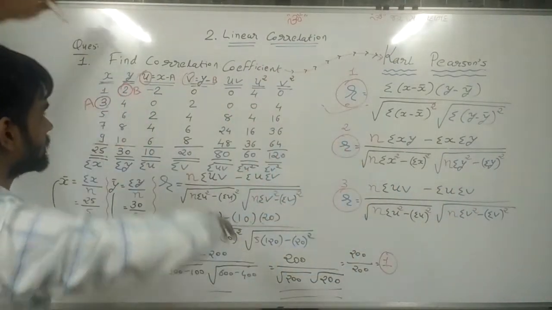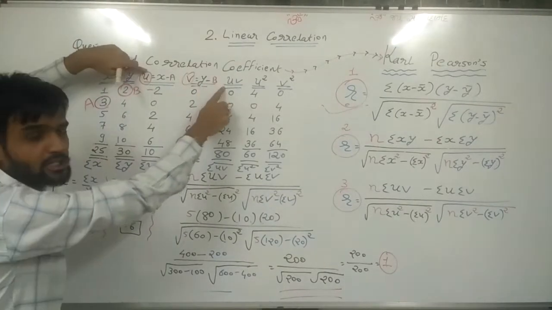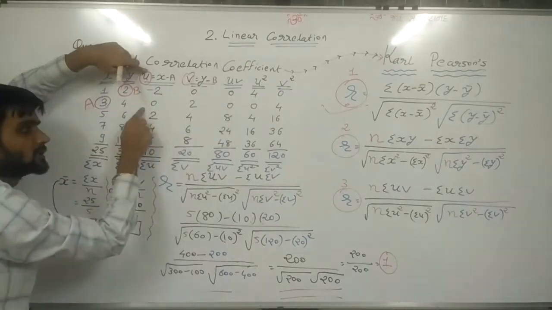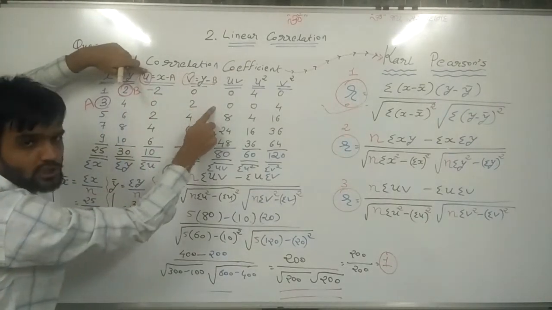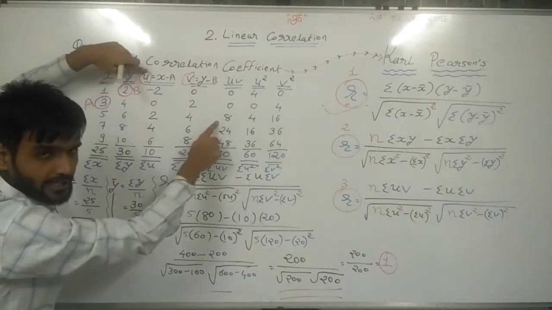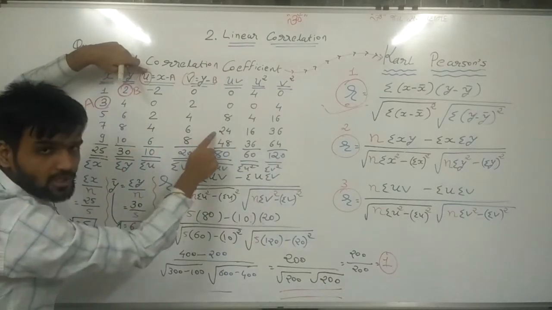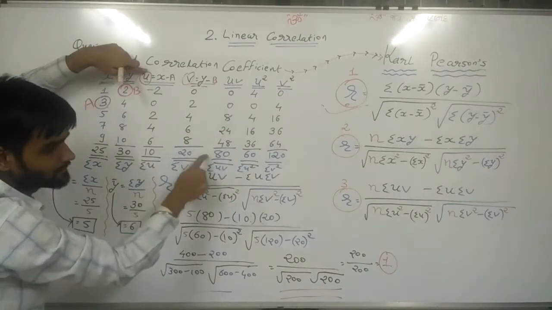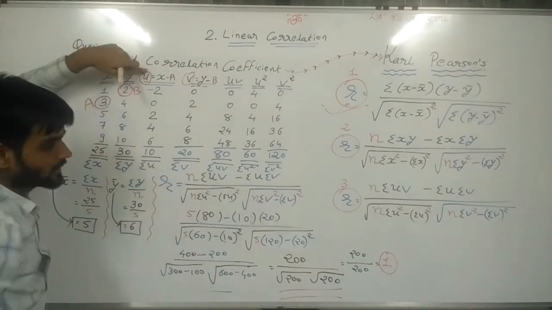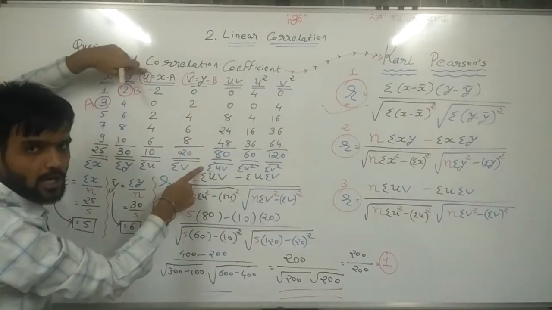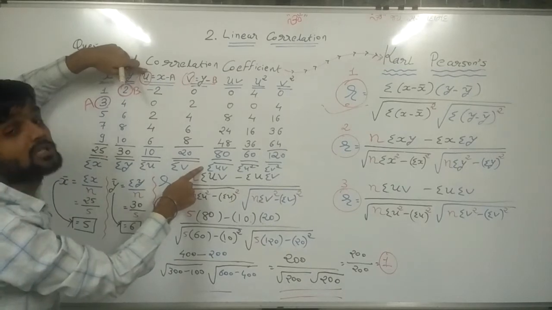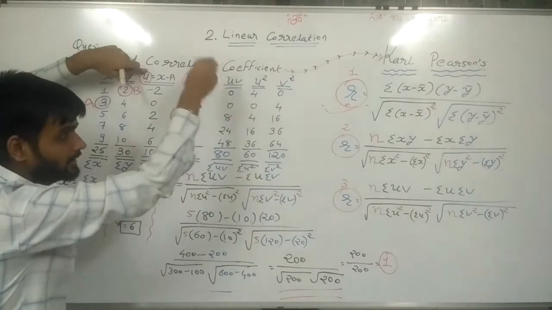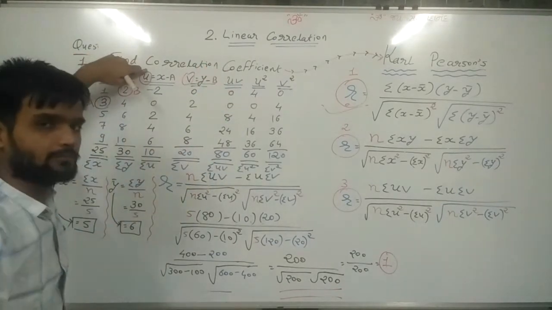Now uv, multiplication of both. Minus 2 into 0, 0. 0 into 2, 0. 2 into 4, 8. 4 6s are 24. 6 8s are 48. Total of this is 80. It is denoted by sigma uv. It is called sigma uv because uv is found. Now the total of that is sigma uv.